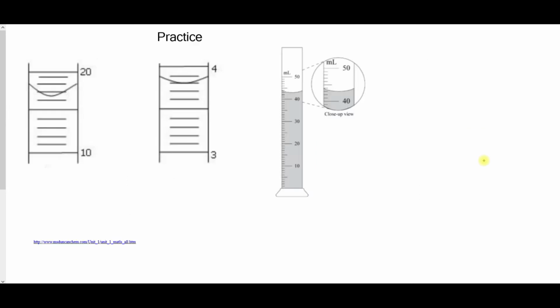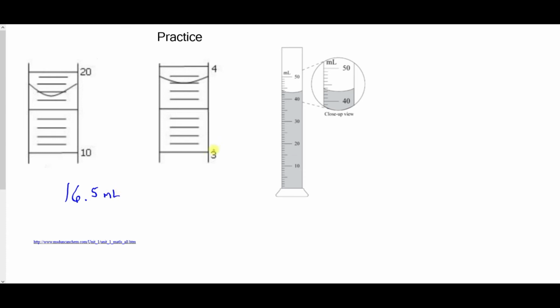Please pause the video and try these. If we look at the first one, we know that it is in the tens place, okay, it is 10. Each marking, 3, 4, 5, 6, 7, 8, 9, 10. So each marking is in the ones place, and we know it's at the 6. And then we're going to estimate in between here, and I would say that is halfway, so I would put it at 0.5 milliliters.